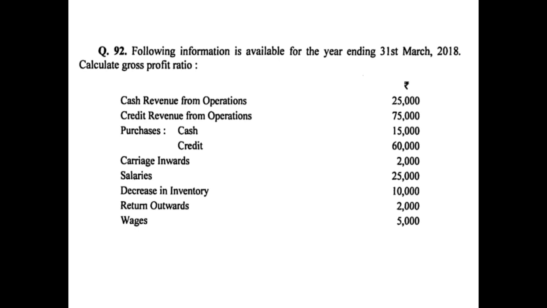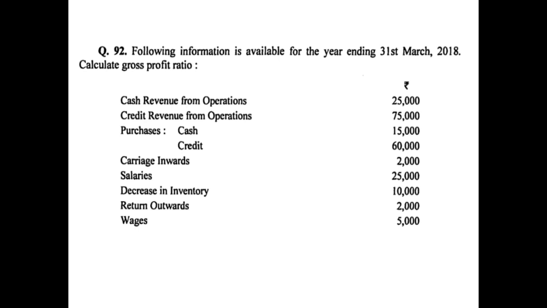So for this you require the net RFO, revenue from operations, and gross profit. The information given to you is cash revenue from operation 25,000 and credit revenue from operation 75,000. When we add these together, we get the total revenue from operation. Then purchases: cash 15,000, credit 60,000. That means total purchases is 75,000.